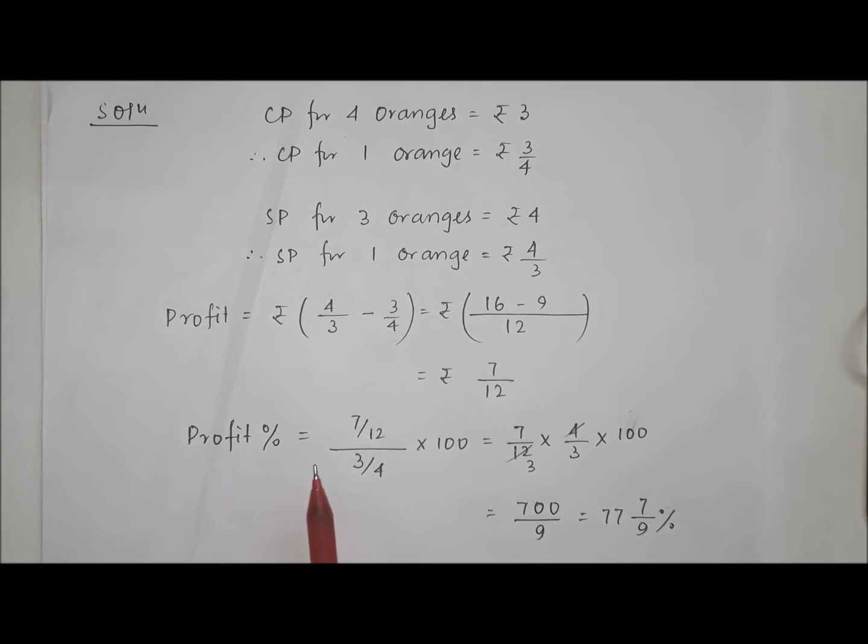Therefore profit percent is equal to profit by CP into 100. In place of profit, I substitute 7 by 12. Cost price is 3 by 4, into 100. So 7 by 12 into 4 by 3 into 100. 4 1s are 4, 4 3s are 12. So you will get 700 by 9. Expressing it as a mixed fraction, you will get 77 7 by 9 percent.